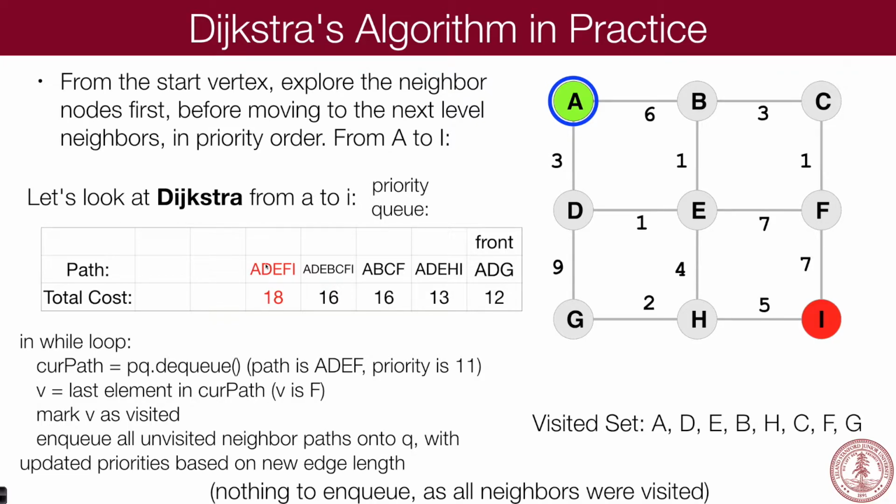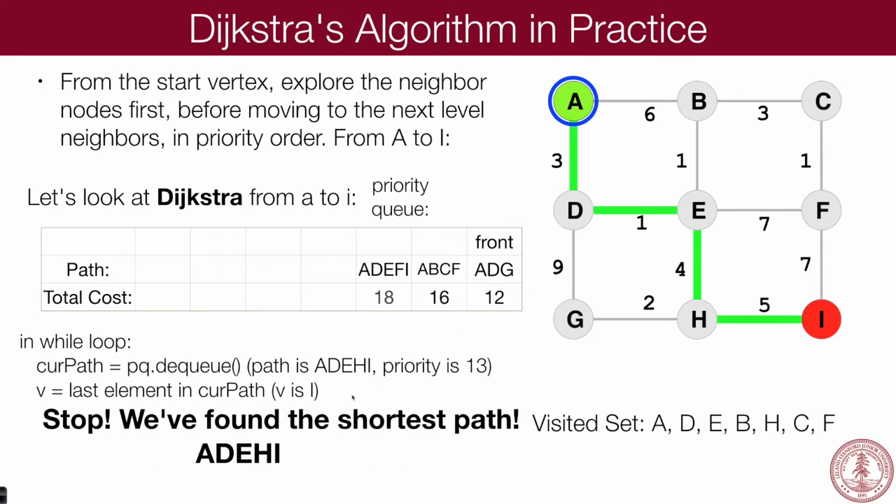Okay, now, sorry, we do have something to enqueue here because the neighbors were visited, because ADEFI is in there. Now, we can keep going. ADG is going to come out next, and ADG has a priority of 11, but then again, we don't enqueue anything. And then finally, ADEHI comes out with a priority of 13, and that's the shortest path, ADEHI.